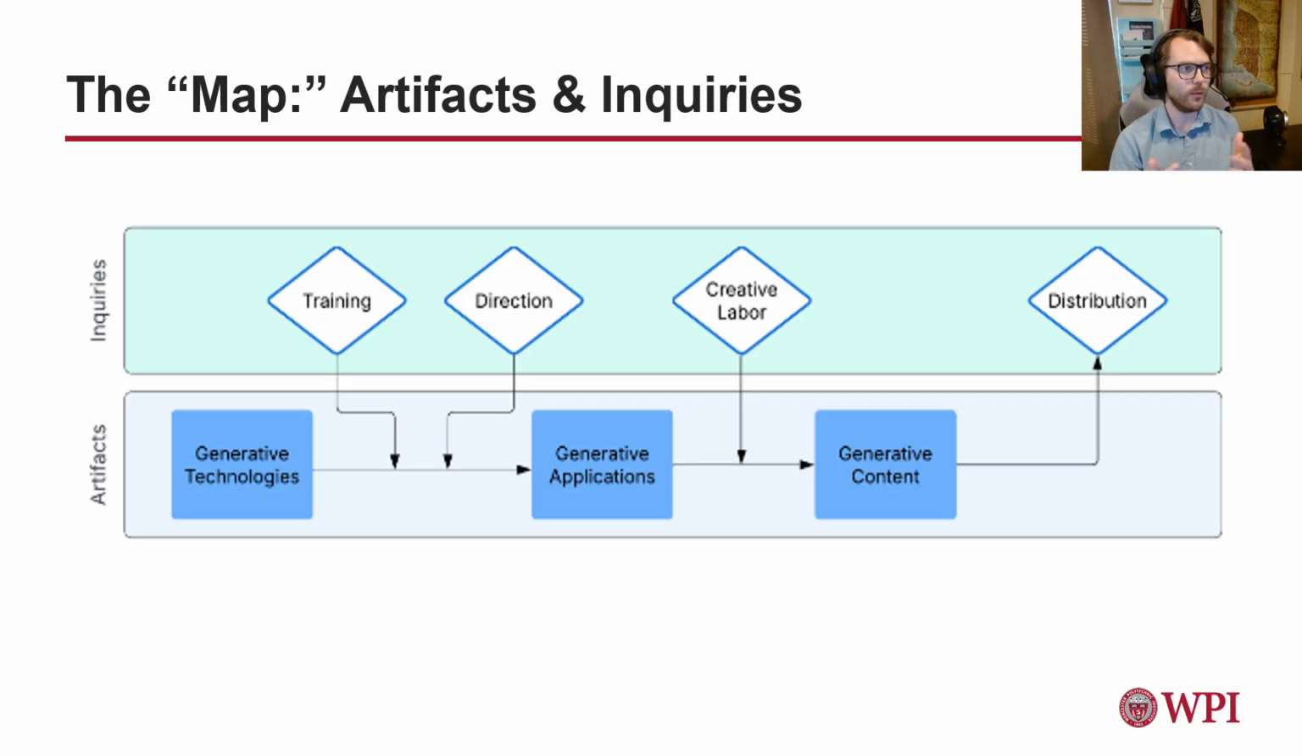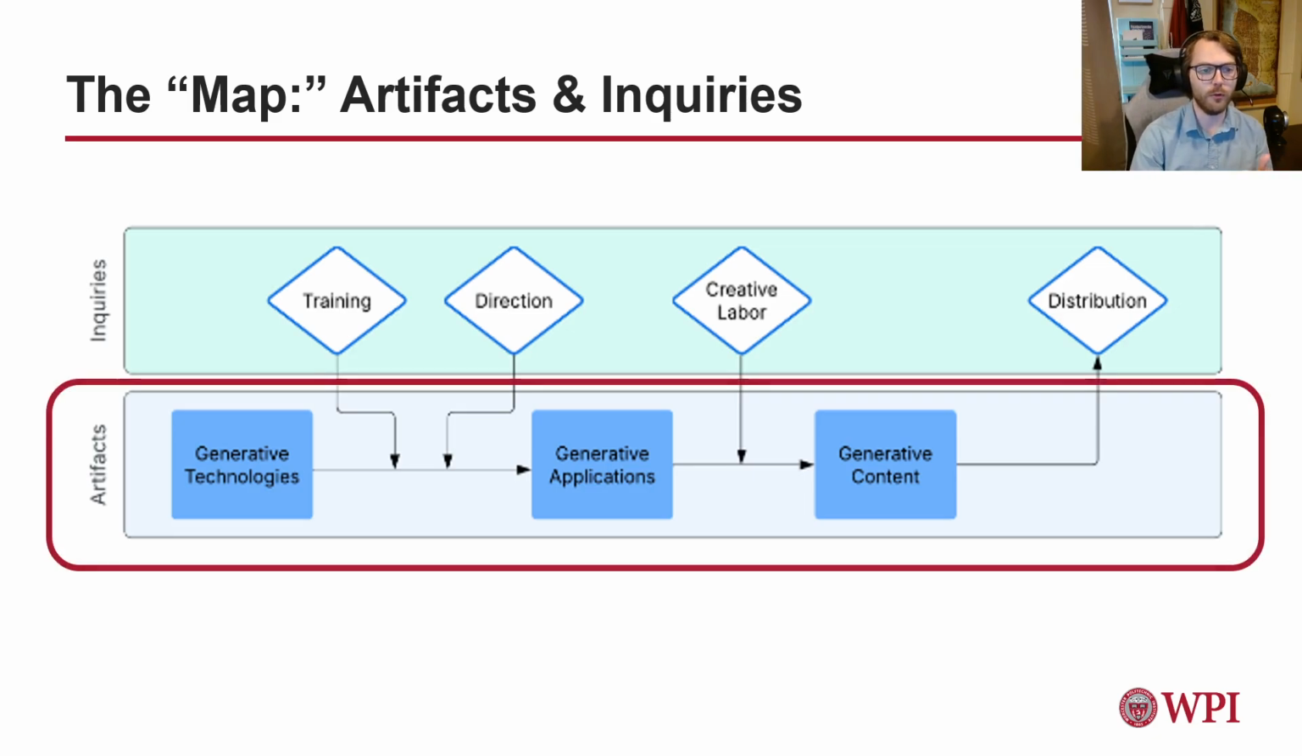The framework we created is called the Map and Compass framework. The map here refers to these artifacts. Generative technologies might refer to LLMs. A generative application might be ChatGPT, or other applications that leverage that technology. And then the generative content is, for example, those images we produced where the generative application spat out the content.